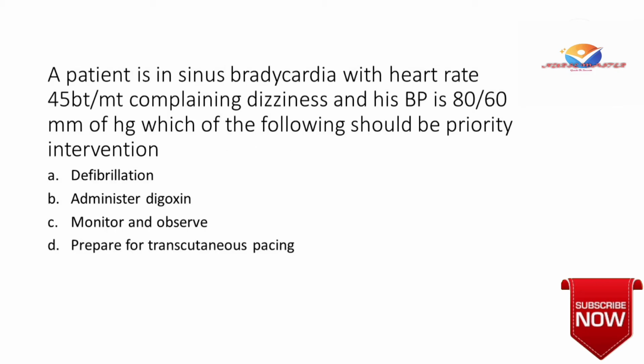A patient is in sinus bradycardia with heart rate 45 beats per minute, complaining dizziness, and his BP is 80/60 mm of Hg. Which of the following should be priority intervention? Option A, defibrillation. Option B, administer digoxin. Option C, monitor and observe. Option D, prepare for transcutaneous pacing. The correct answer is option D, prepare for transcutaneous pacing.